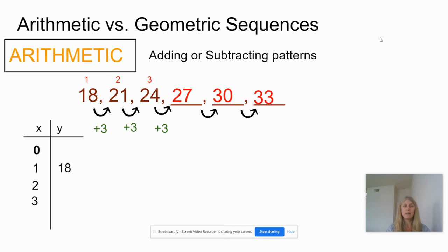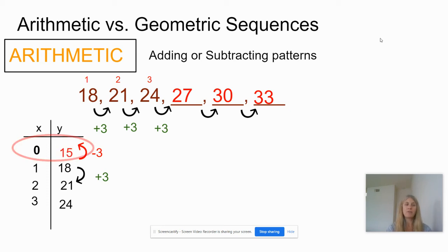We know 1 is 18. We know our second term in the sequence is 21. We know our third is 24. And we can see once again, we're adding 3 to get from one term to the next. Now, to find the 0, we're going to do just what we did for the tile problems. We're going to do the opposite of adding 3, which is subtracting 3. So we know that our 0 term is 15.